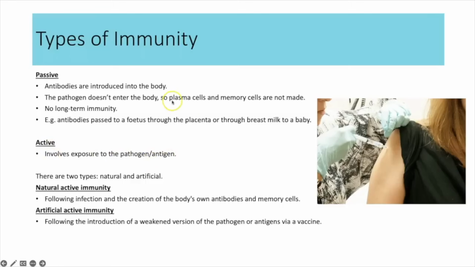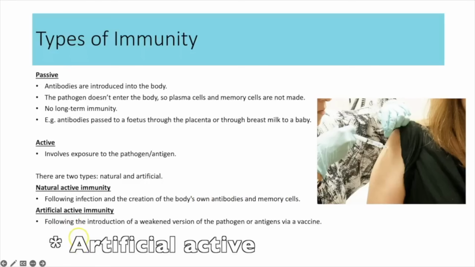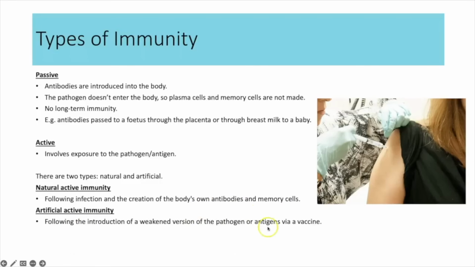Active immunity involves you being exposed to the pathogen or the antigen. So that means your body has made plasma cells and memory B cells, and you do have long-term immunity. There are two types of active immunity, either natural or artificial. Natural is when you have been infected and you've created memory cells. Artificial is through the introduction of a weakened version of the pathogen or the antigen through a vaccine.